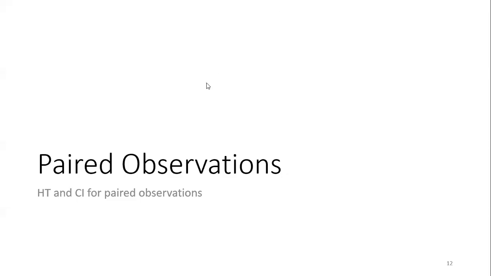Okay, so in this video, we will talk about another type of comparing two means. This is what we call paired observations. So we have an example. It will be more clear when we look at the example.